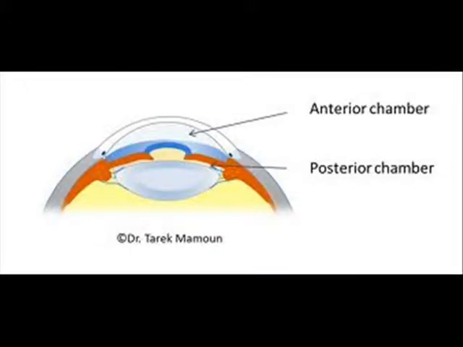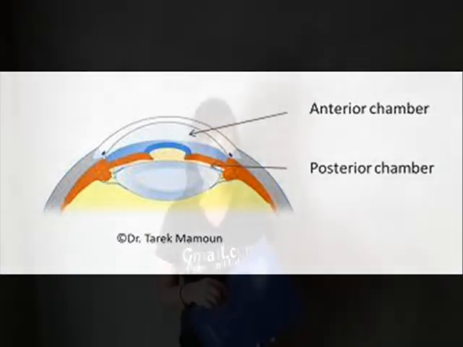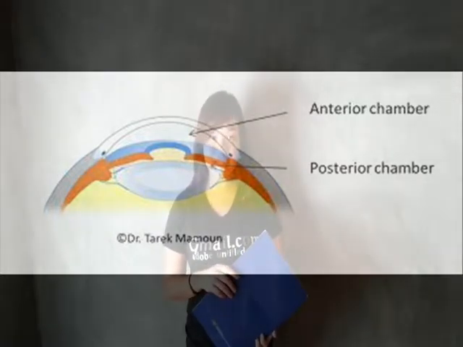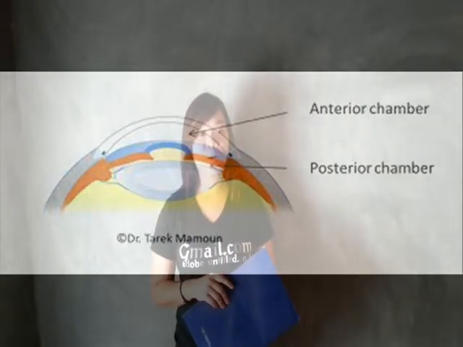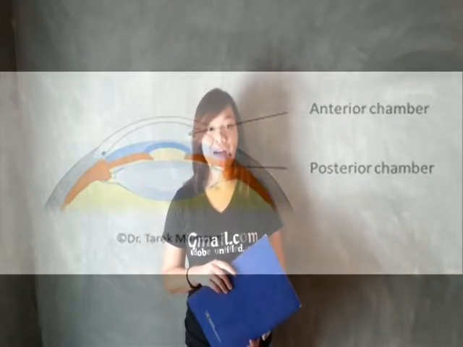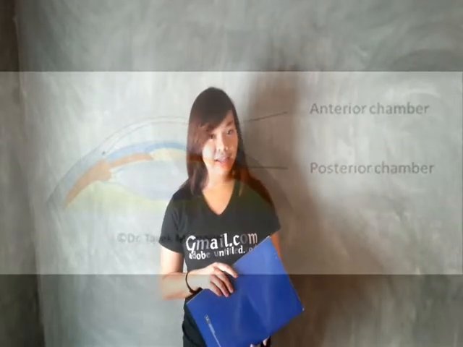Then, the anterior and posterior chambers. The anterior chamber is between the cornea and the iris, while the posterior chamber is between the iris and the lens. It contains the aqueous humor. Aqueous humor is generated from blood plasma. Glaucoma is a result of the increased fluid pressure in the eye due to the reduction or blockage of aqueous flow from the anterior to posterior chambers.